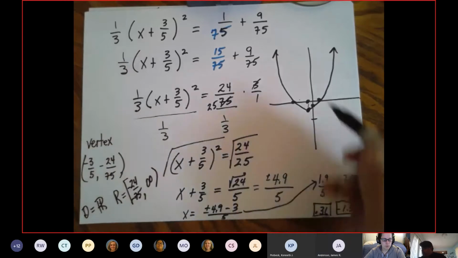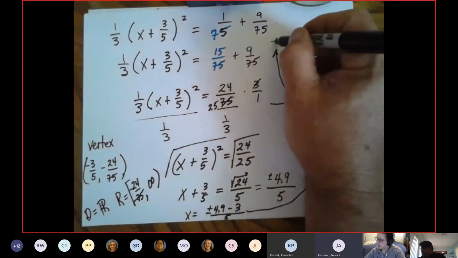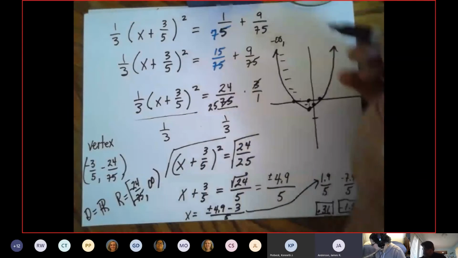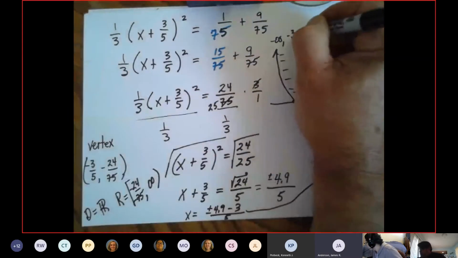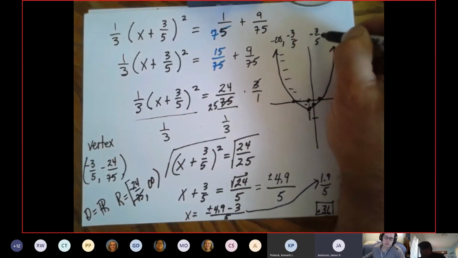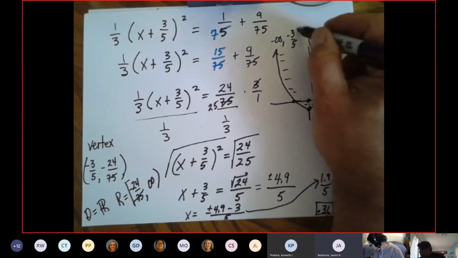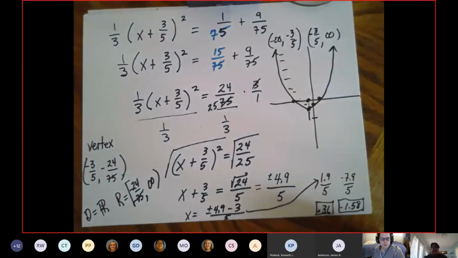We're decreasing from negative infinity to negative 3/5. And then we're increasing from negative 3/5 to infinity. The line of symmetry is x equals negative 3/5.